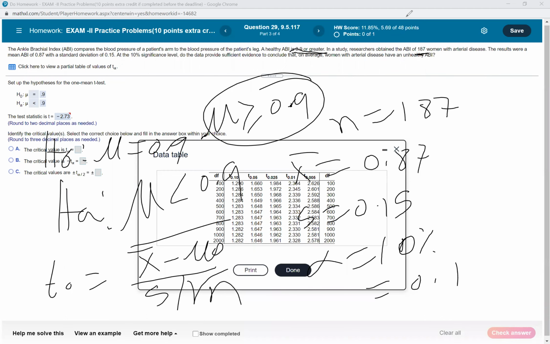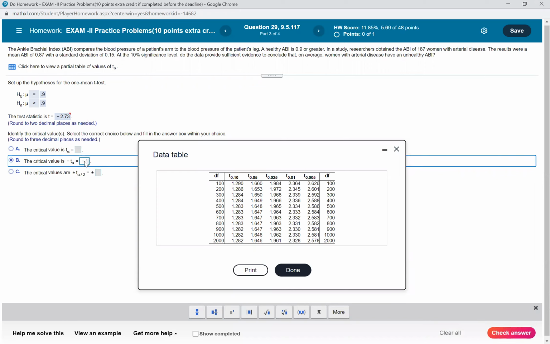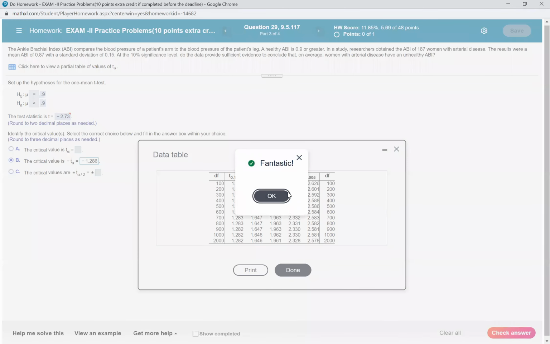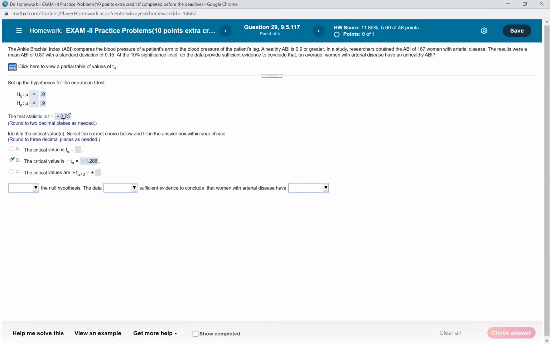So it will be negative 1.286. You can see here, this is minus 1.286. Do we need 3 decimals? Yes, we need 3 decimal places. Yeah, that's correct. Okay, so we have the test statistic is negative 2.73.